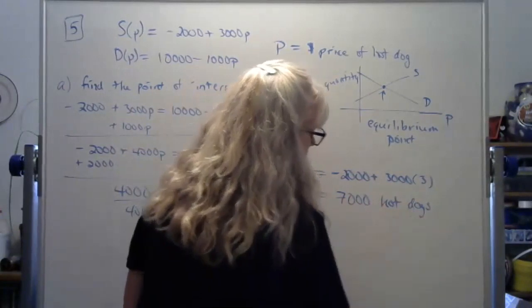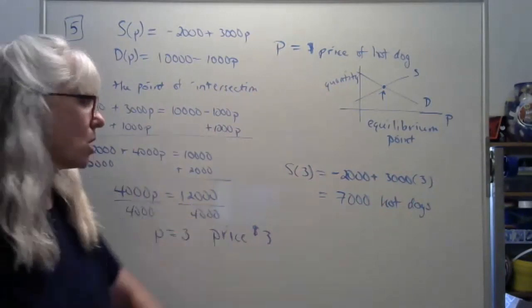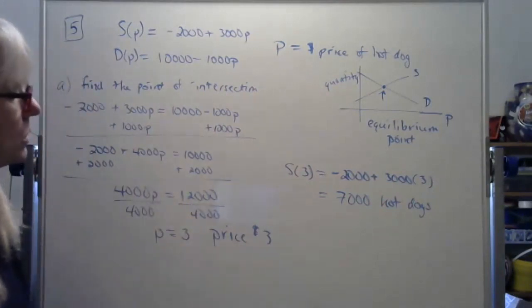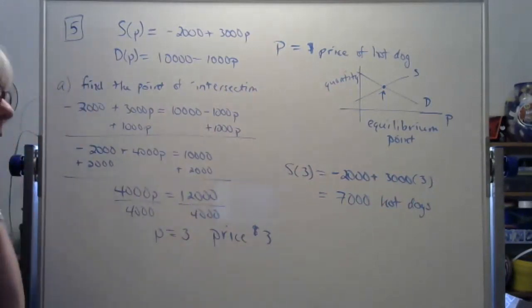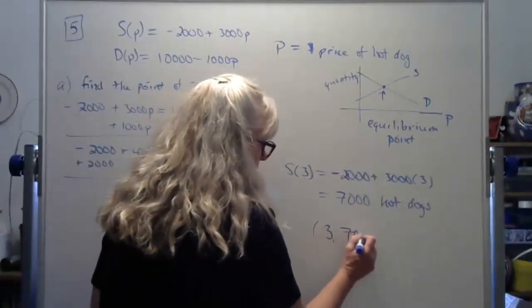So if I'm the vendor who is selling those hot dogs, I need to bring an estimated 7,000 hot dogs whenever the supply and the demand are equal to each other. So if we were to write that point out as coordinates, that would be the point 3, 7,000.